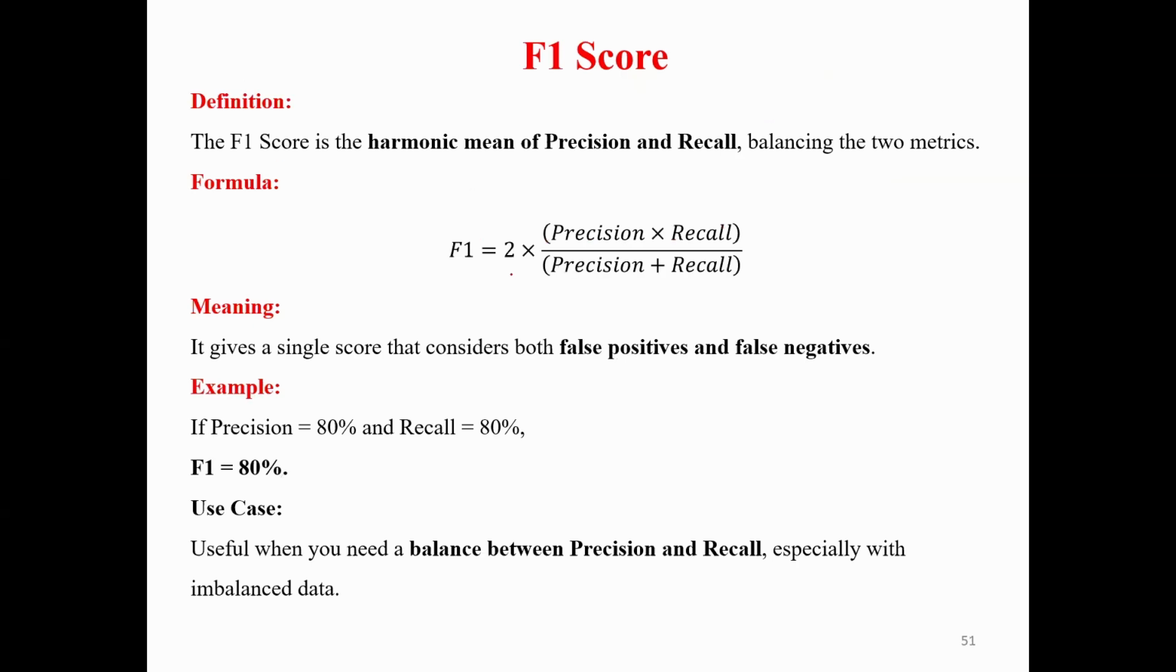The F1 score I already told you. It is 2 times precision multiplied by recall, divided by precision plus recall. Just remember that in the numerator the operator is multiply, and in the denominator it is plus. What F1 says is the balance between precision and recall. That means a single score that considers both false positives and false negatives.